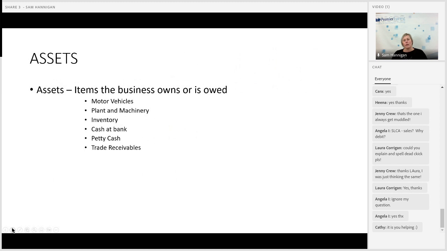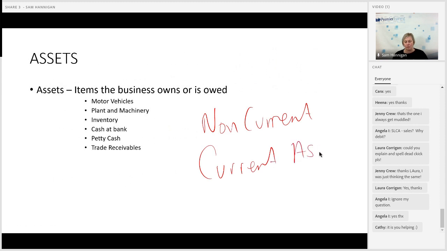Okay. So if the examiner asks you to name a financial document that shows what the company owns or is owed, or the financial state of the business, it's the statement of financial position. And this shows the assets, which are either non-current assets or current assets. Okay. Now, there is a big difference in this. Non-current assets means that they're going to last longer than a year, and the business uses them. Okay, so the business gains use out of it.